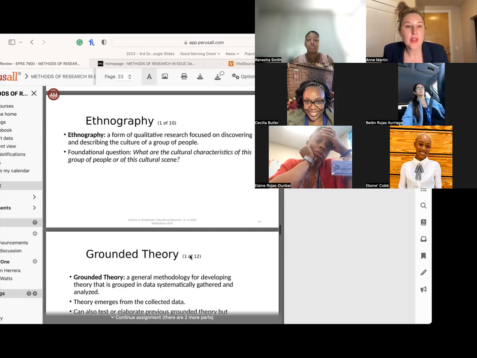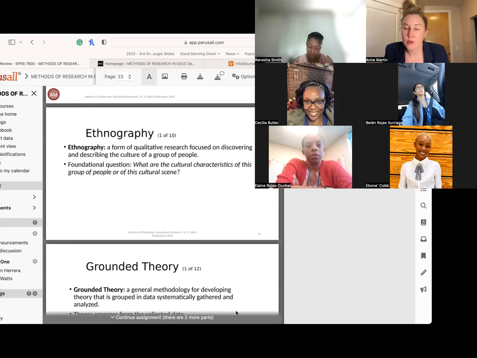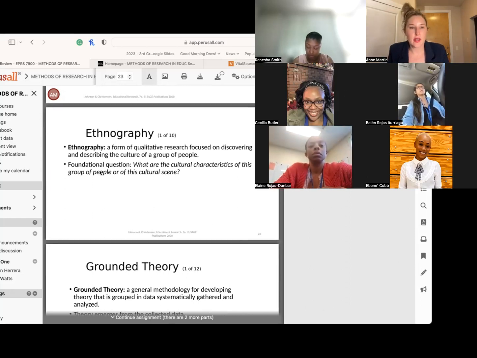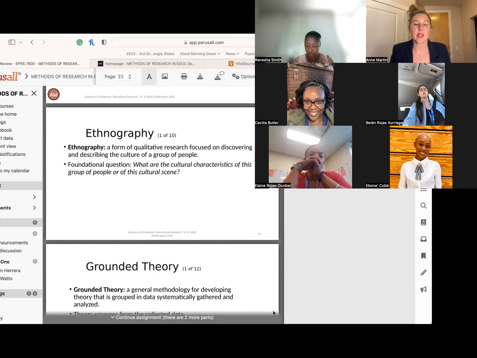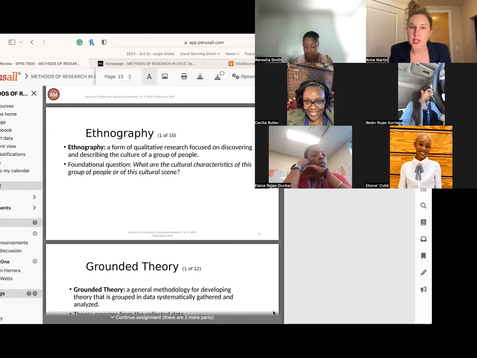And then ethnography is focused on understanding the cultural characteristics of a group or a place. This is carried out through participant observation over an extended length of time, where the researcher goes in day in and day out, and immerses themselves in the group or the organization, and takes field notes, collects documents, does informal interviews and conversations, is memoing and writing, and analyzing those field notes that they take.